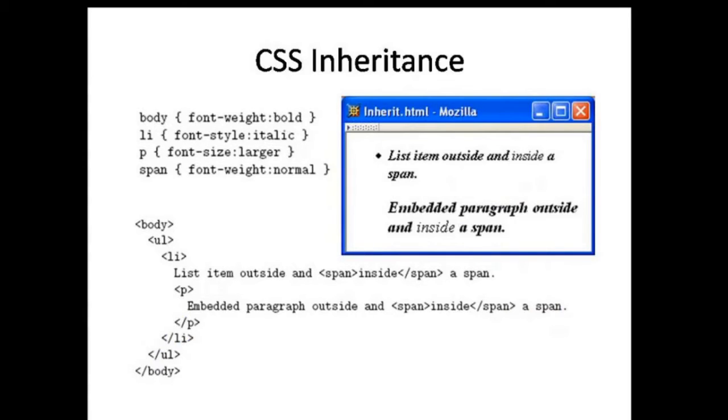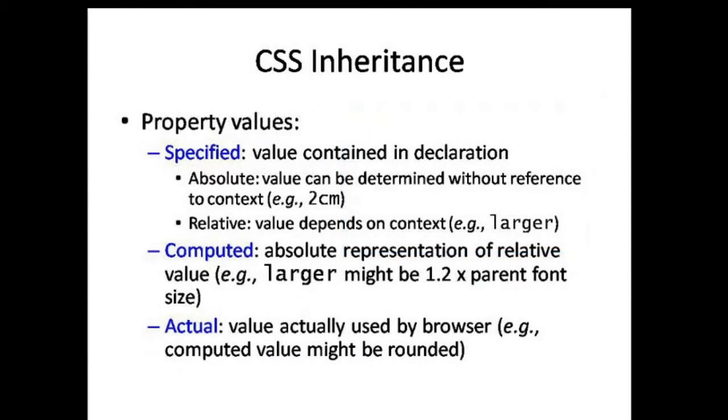Suppose we have a body, and for body we have font weight bold, and for li font style italic, and for P font size larger, and for span font weight normal. In that case, as you can see over here, the list item outside and inside a span is showing the same design.